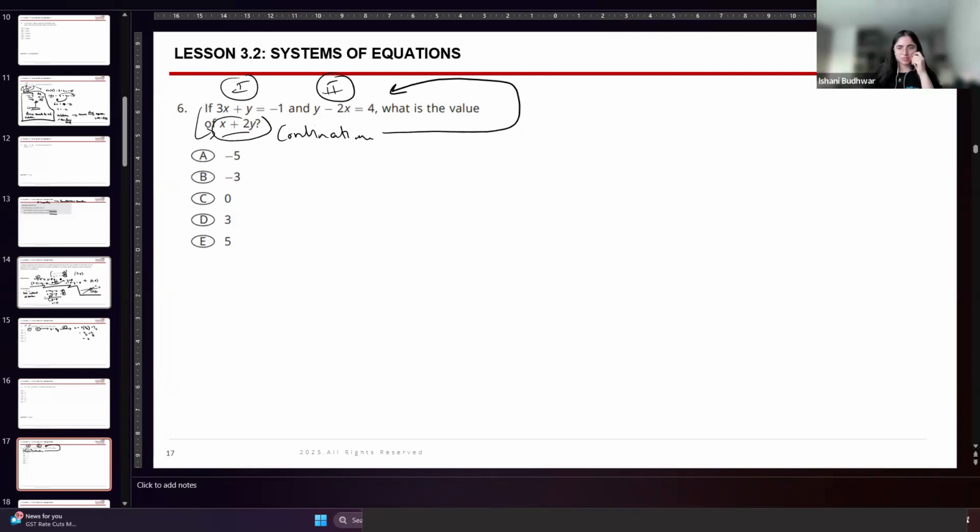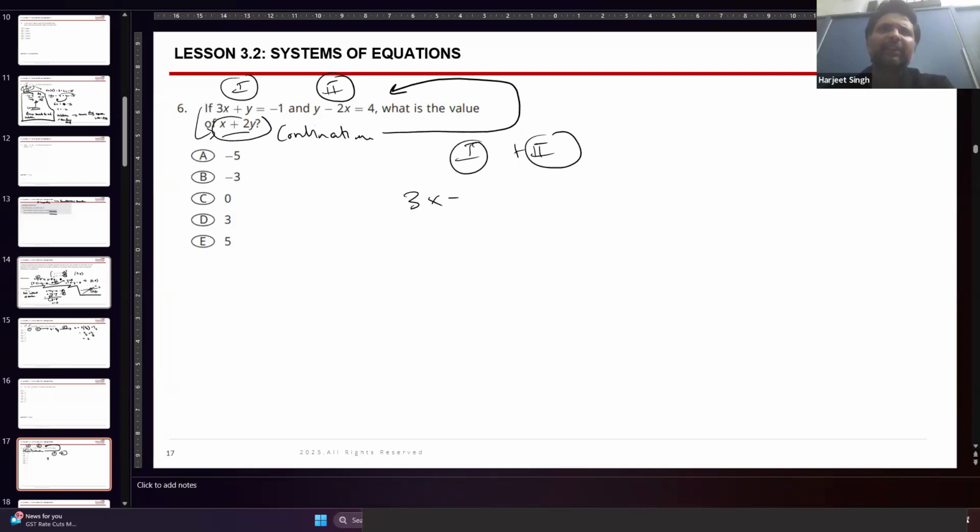You can just add the equations. So when I add 1 plus 2, we get 3x. So I collect all the x terms together, 3x minus 2x, and the y terms together, and the constants on the RHS. So this is x, this is 2y equal to 3.